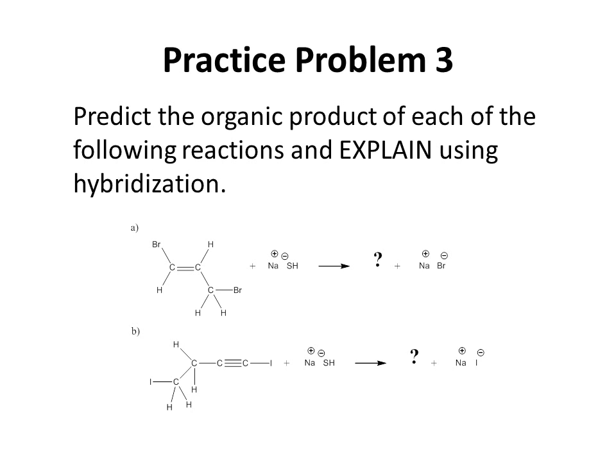This is problem 3. Predict the organic product of each of the following reactions and explain using hybridization. So what you want to do is look at how the reaction occurred, think about what bond broke, and then decide which bond broke based on the relative strength of the bonds, which is affected by hybridization.